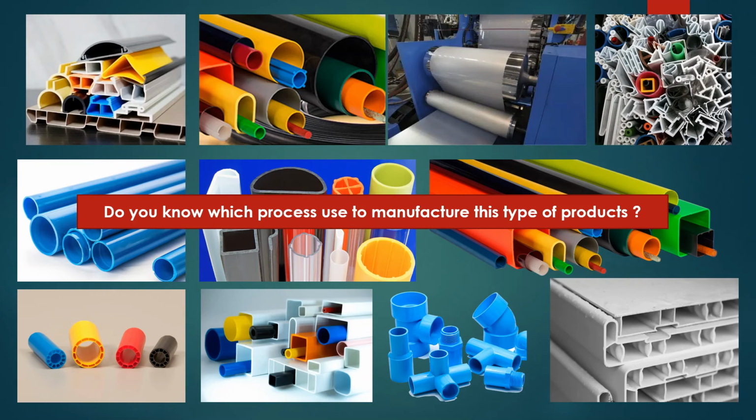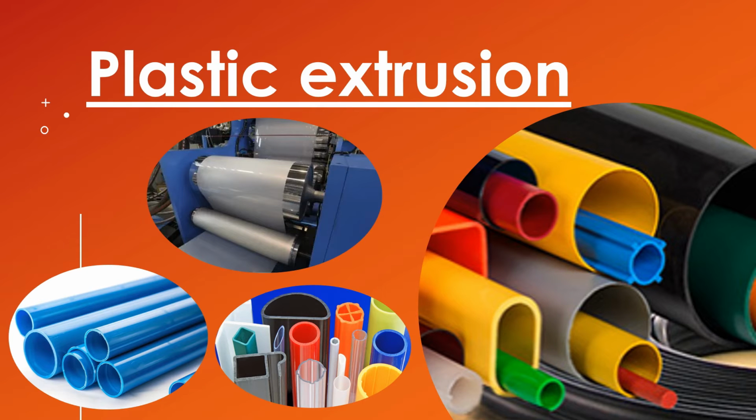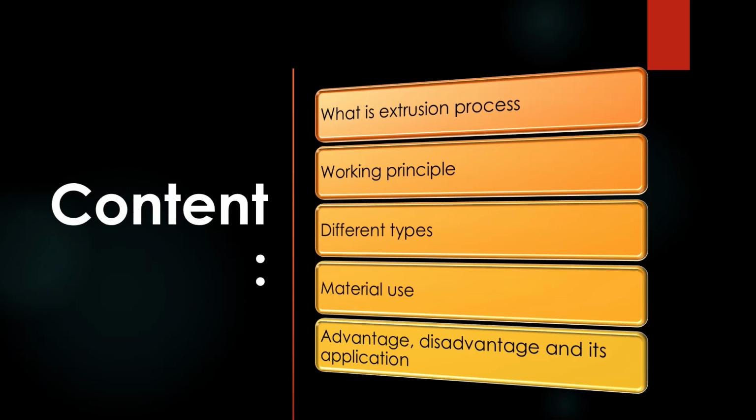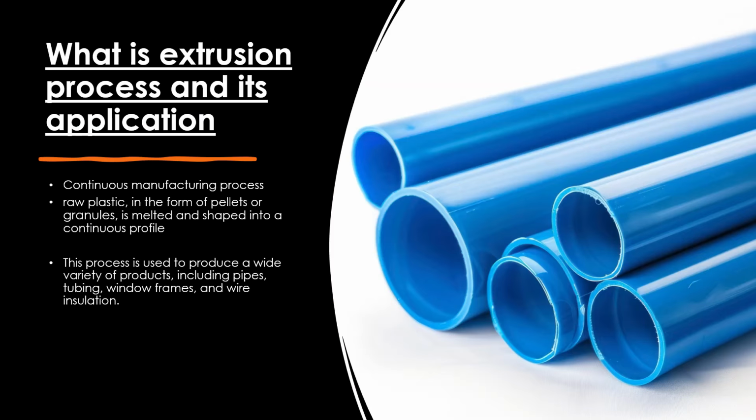Do you know how this type of product is made? Generally, we use the plastic extrusion process to manufacture this type of product. In this video, we will discuss the extrusion process, its working principle, and the different types of extrusion process in short. In the next video, we will discuss the types of extrusion process in detail, and we'll discuss the materials used and the advantages and disadvantages. Let's understand the extrusion process first.